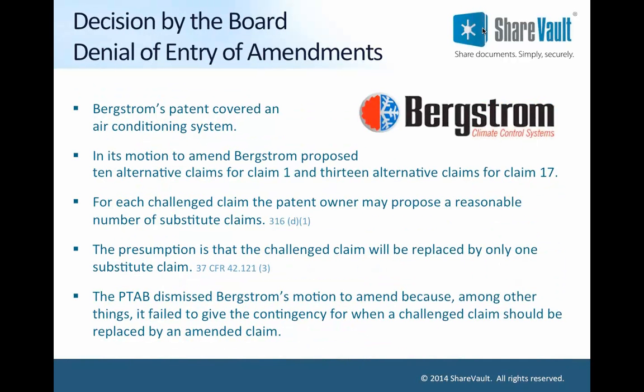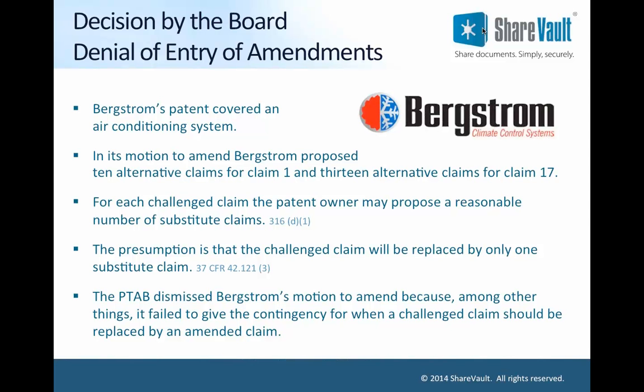Now, this is a decision by the board to deny entry of an amendment, and as I mentioned, when the patent owner files a response, they can also amend the claims, and that occurs, of course, after the decision has been made to go forward with the proceeding. In this case, Bergstrom's patent covered an air conditioning system, and they proposed a number of amended claims. They had 10 alternative claims for Claim 1 and 13 for Claim 17.